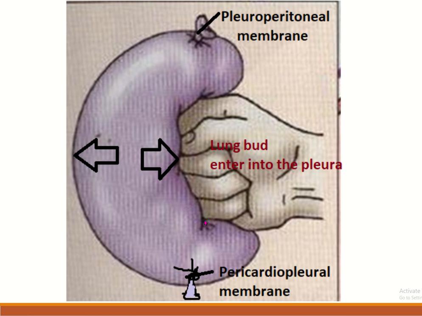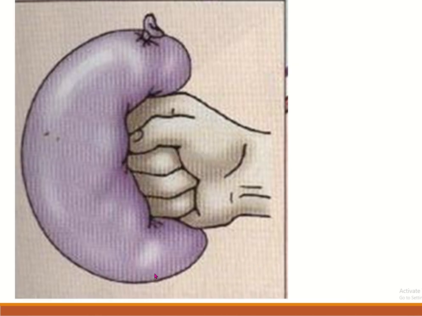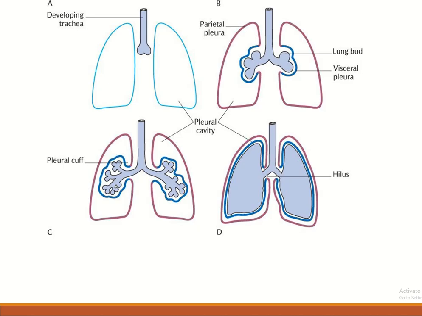The part of the pleural cavity attached to the lungs is known as the visceral pleura. The part of the pleura that is away from the lung is converted into parietal pleura. And these two ends are the pleuroperitoneal membrane and pericardio-peritoneal membrane. So like this, the lung bud is pushed toward the future pleural cavity, and this is the ultimate adult structure.